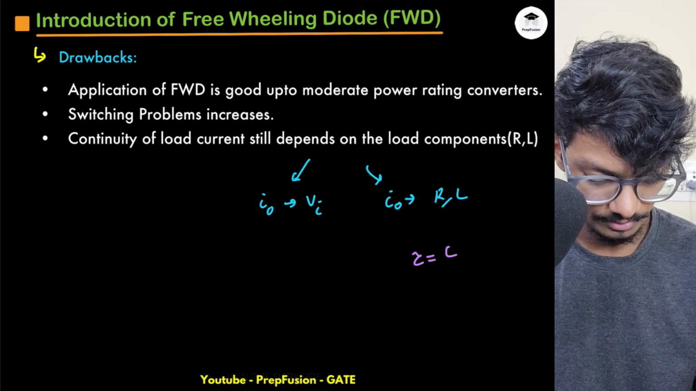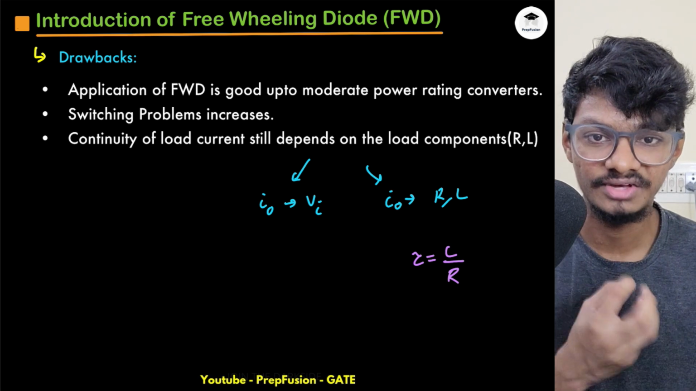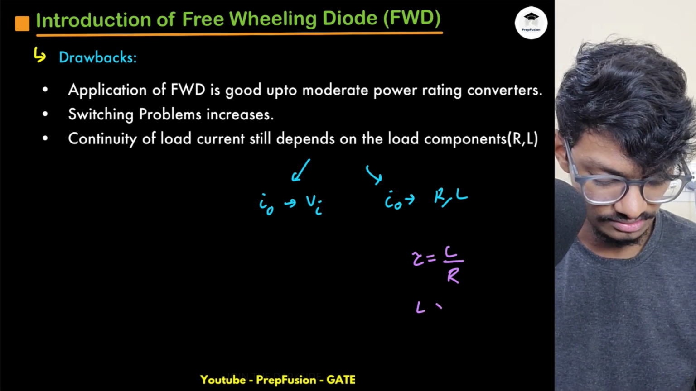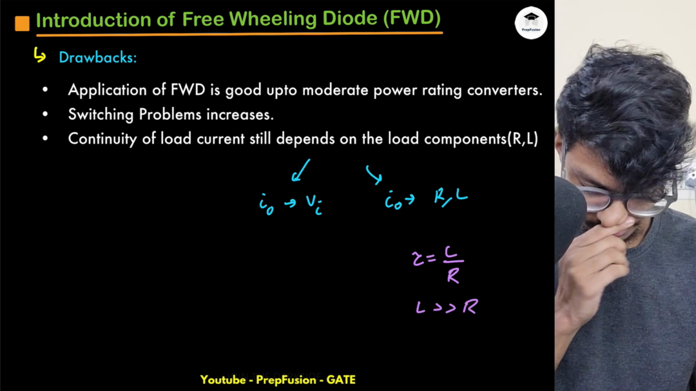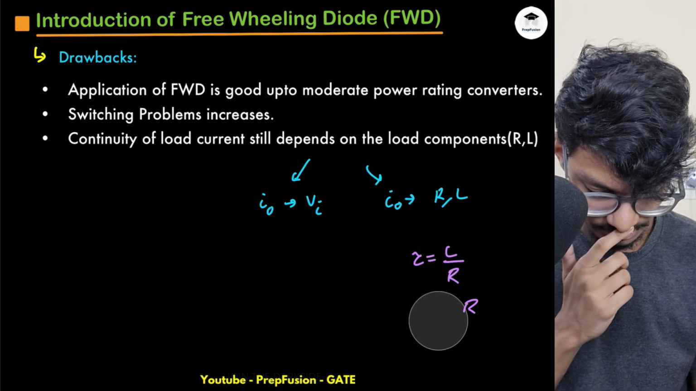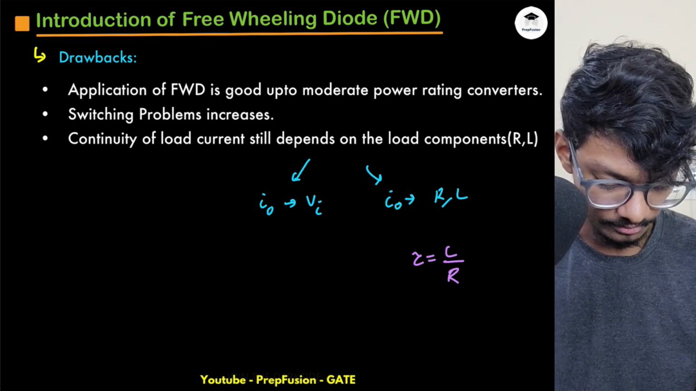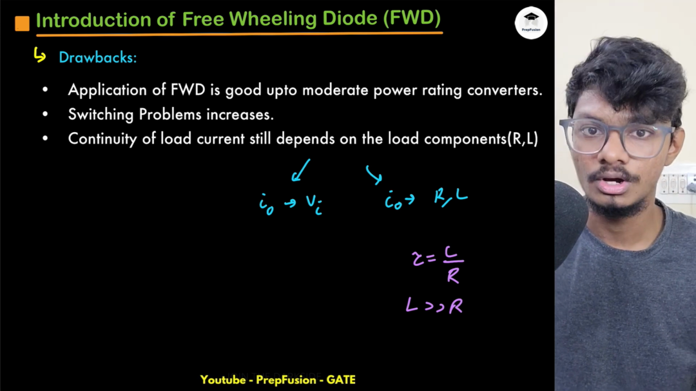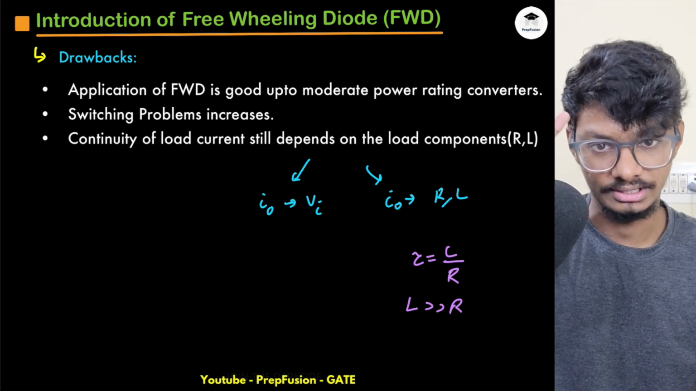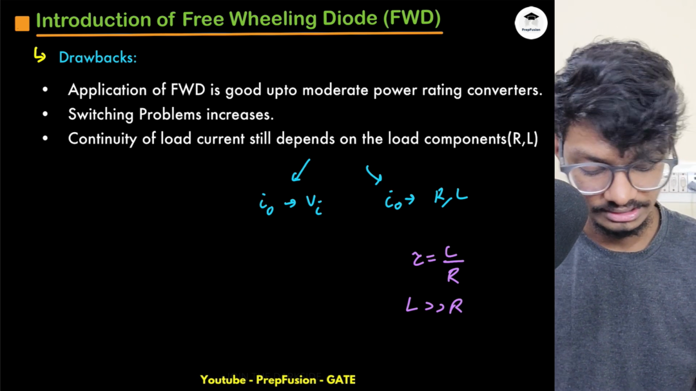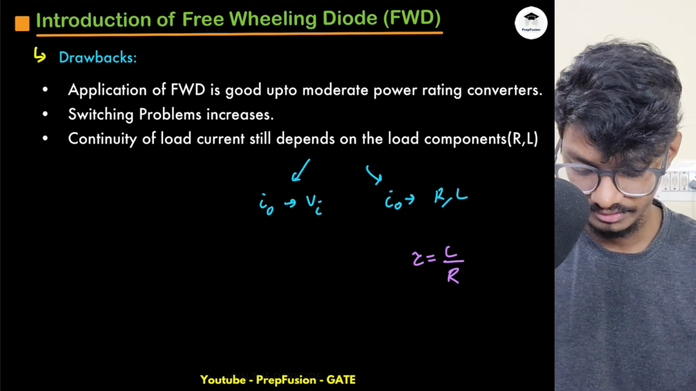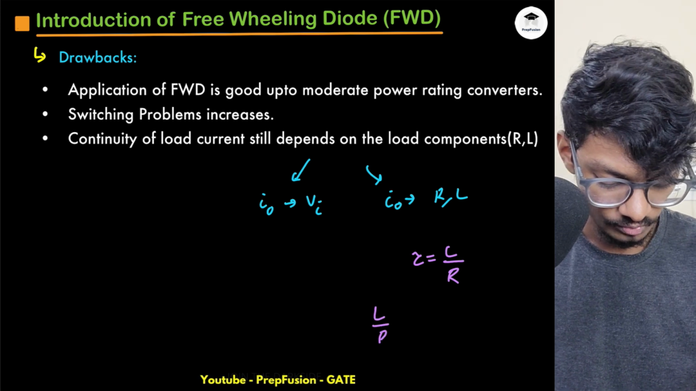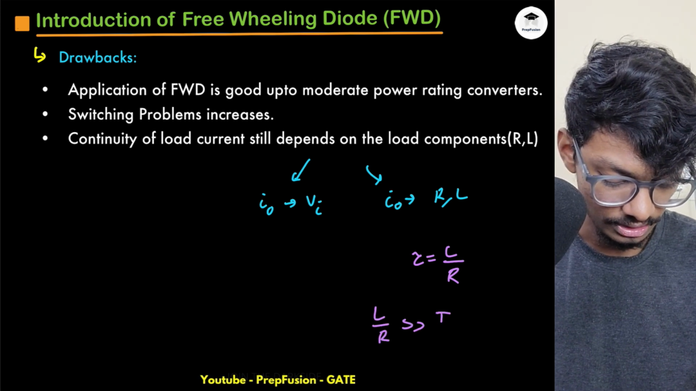Tau is equal to L by R. If L is very, very high compared to R, then it will take more time to discharge, so it won't discharge throughout the whole circuit. Basically, L by R must be very, very large compared to T by 2.